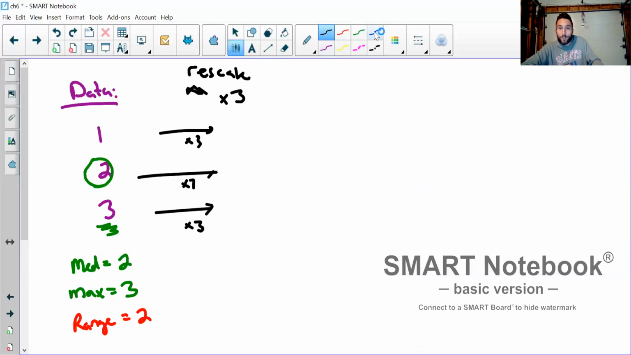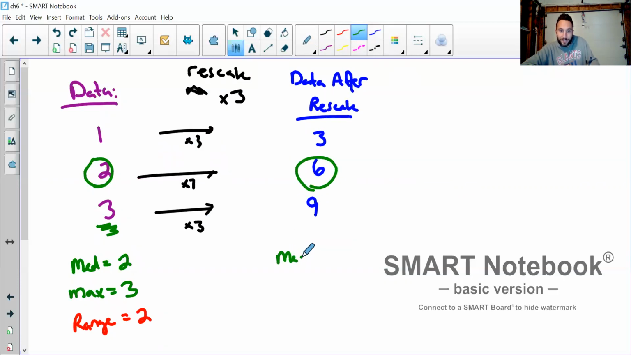It can't. So over here, now our new data set after we have rescaled, we're going to have 3, 6, 9, of course, just multiplying each of these by 3. And so we can see the new median is 6. The new maximum is 9. And our range is also 6, 9 minus 3.